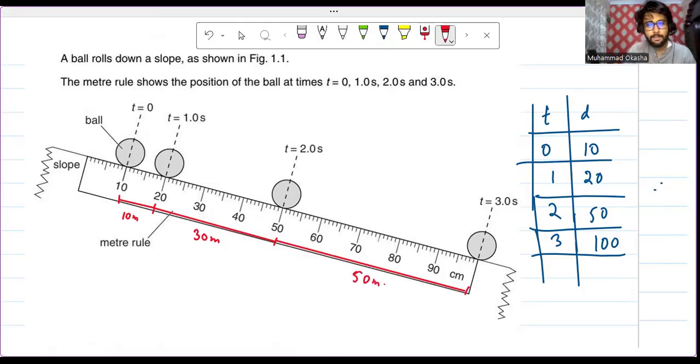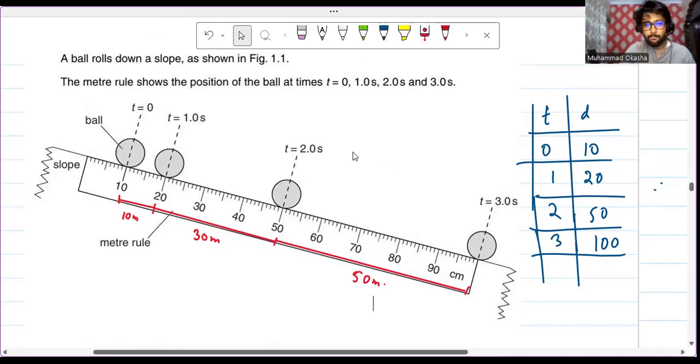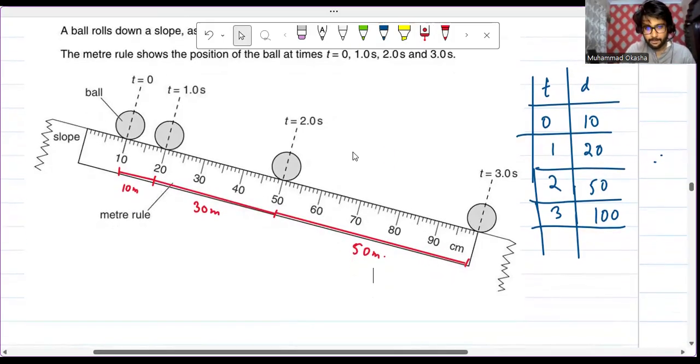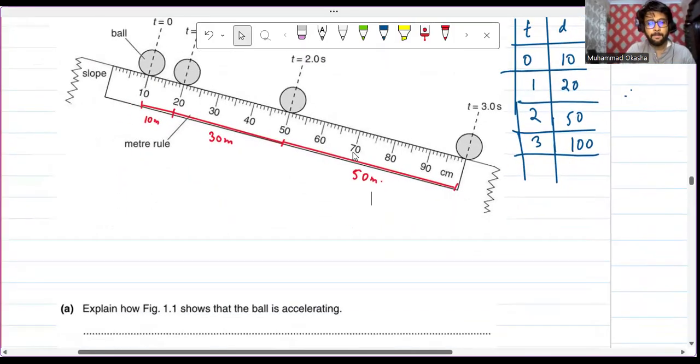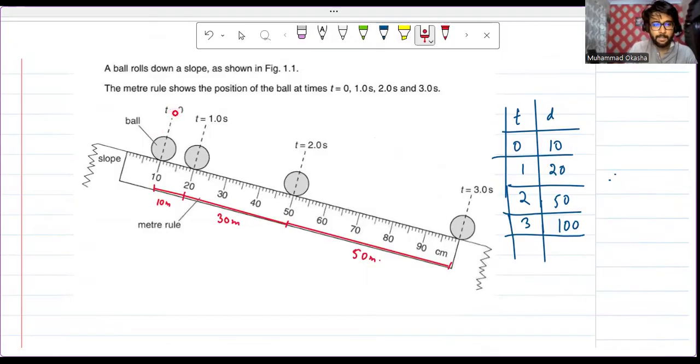So if you notice, the ball is speeding up, right? Initially, the speed was slow, but actually the ball is traveling faster and faster. Does it make sense? So what is happening to the ball? The ball is accelerating because it's covering increasing distance in equal time intervals. The time interval stays the same, right?